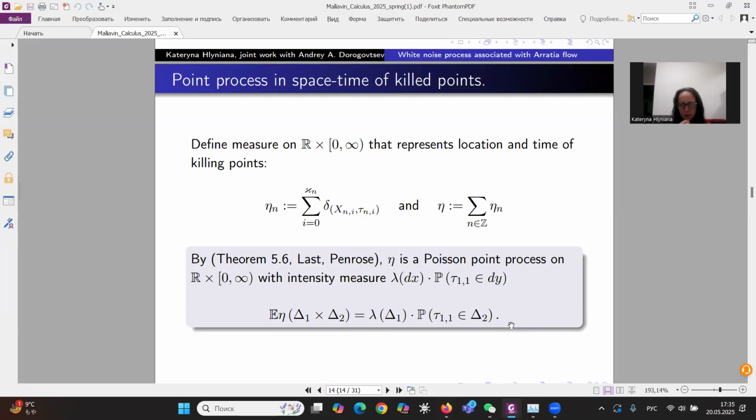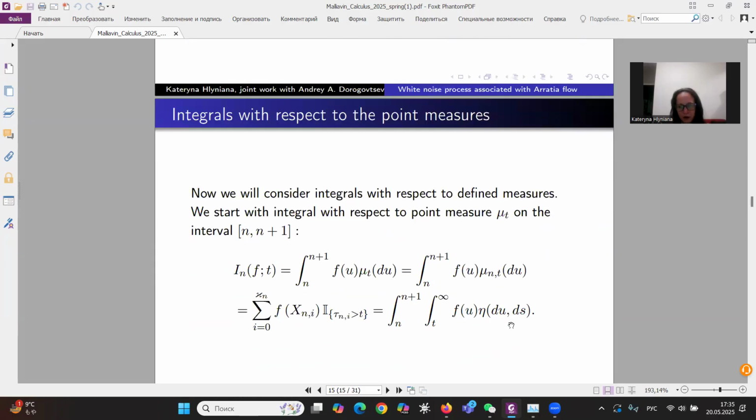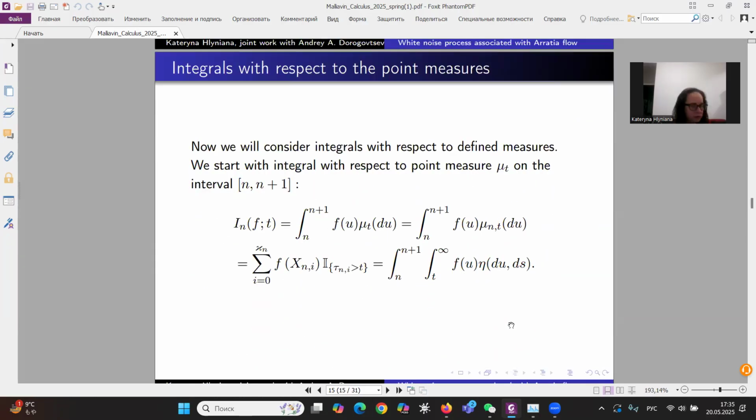So if we know that it is a Poisson point process and we know its intensity measure, we can easily find all moments, and we can also analyze integrals with respect to this point process. So here I will repeat all the procedures that we did for a Brownian flow with coalescence, for Arratia flow.